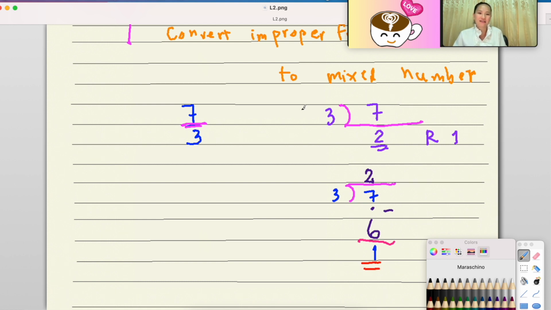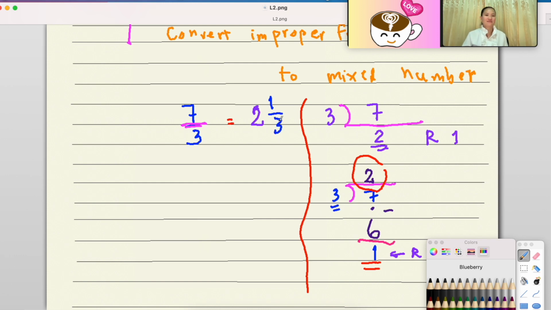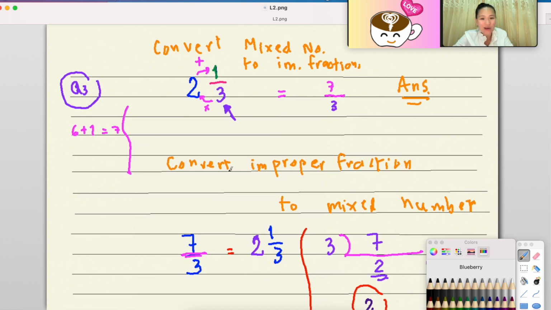So that means this one is just our workout. 7 out of 3 is equal to 2. I write down 2 here first. And the remainder, this one is the remainder. Remainder is 1 out of the same denominator, out of 3. See, Grace, it is the same one. Does that make sense for you?